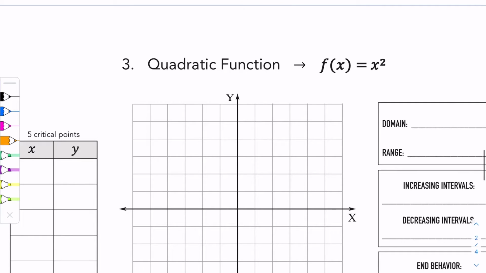The third graph we're looking at is the quadratic function. F of x is equal to x squared. This graph looks like a U. So the previous graph looked like a V. This graph looks like a U. Make sure you can clearly tell the difference between the two of them.